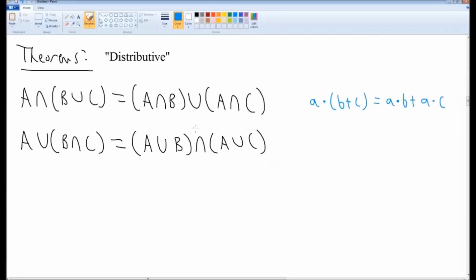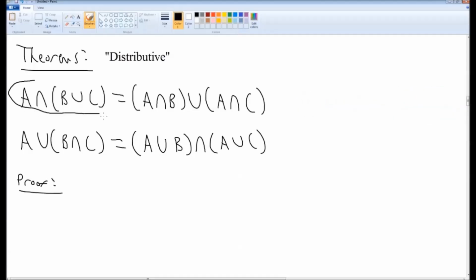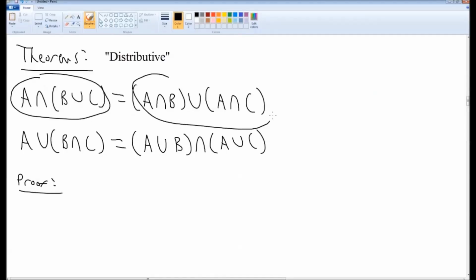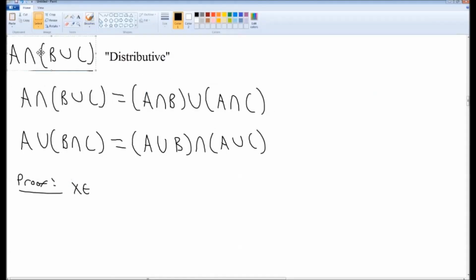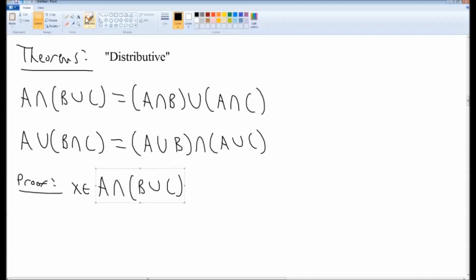These next two laws are called the distributive laws because they look kind of like this from arithmetic. Let's prove this one first. To prove this, we show that these two sets have the same elements. So what happens if X is an element of this guy? Well, saying that X is an element of this guy is the same as saying X is an element of A and X is an element of B union C.